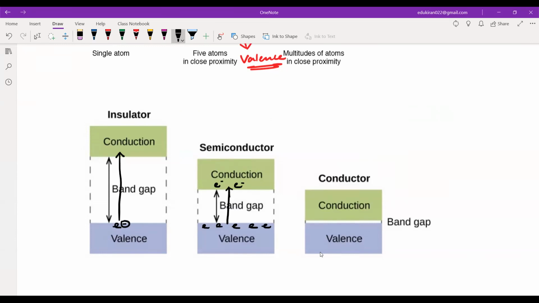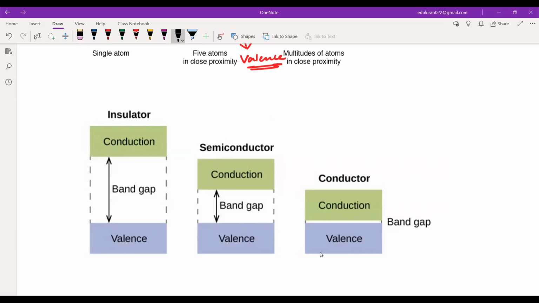And in conductors, what happens? You have overlapping of the bands. The conduction band and valence band are overlapping with each other. So this is band theory. It is a simple theory. You have bands. How do we have bands? Due to atomic orbitals. If you have many atomic orbitals, they will look like a band. And if you have a gap between the valence and the conduction band which is very high, that is known as an insulator.